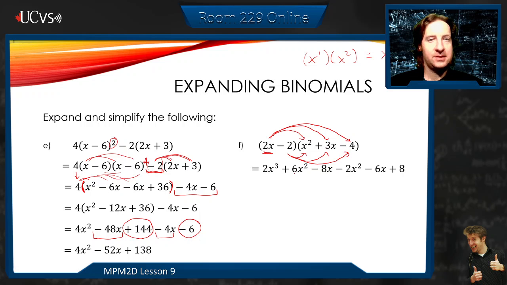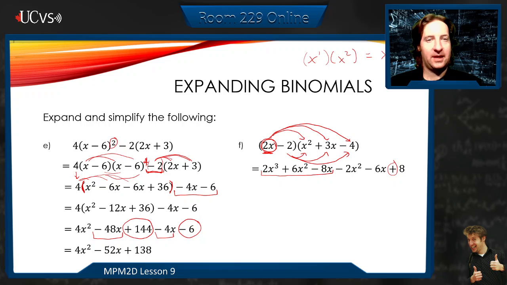2 times 3 is 6. X times x is x squared. And then 2x times negative 4 is going to give me negative 8x. So these 3 terms came from multiplying the whole second bracket by 2x. Then these 3 terms are going to come from the negative 2. So it's going to be negative 2 times x, so it's going to be negative 2x squared. Negative 2 times 3x, negative 6x. And negative 2 times negative 4, positive 8. Okay, careful again with the positive.